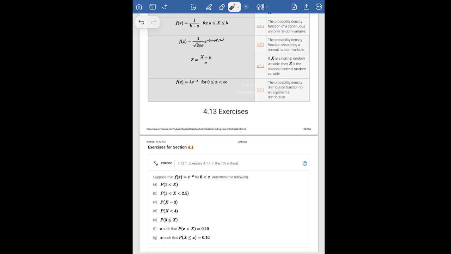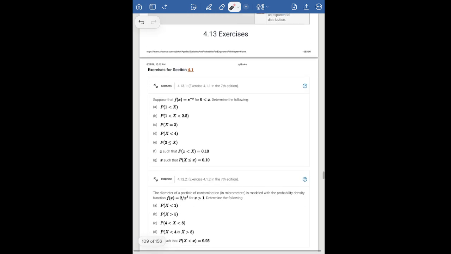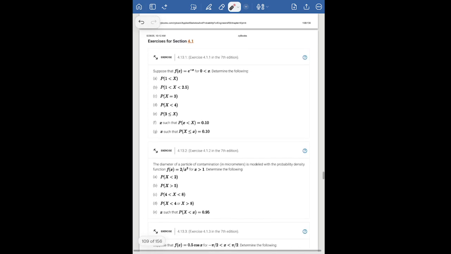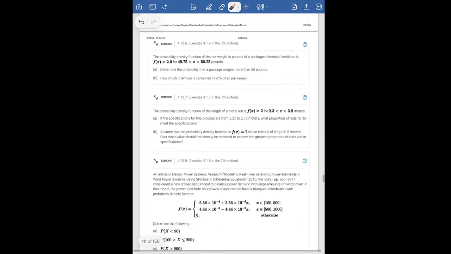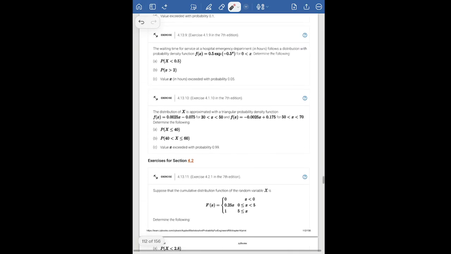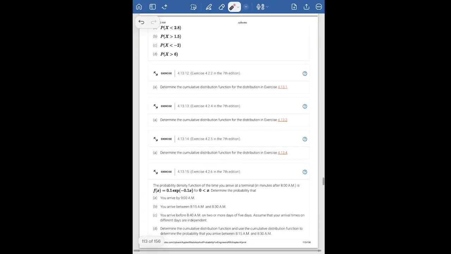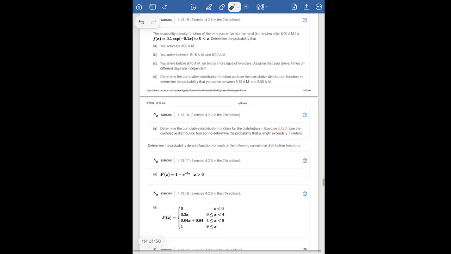And last but not least, we have a probability density function for an exponential, which is a special case of some others as well. All right. For this section here, we have exercises. So feel free to go through and get some practice.